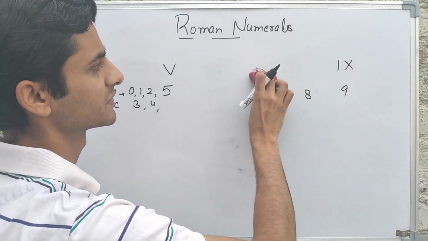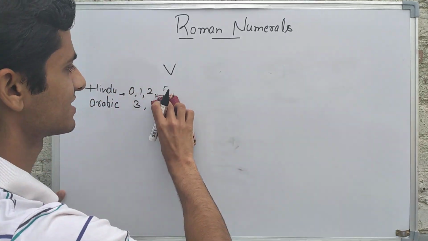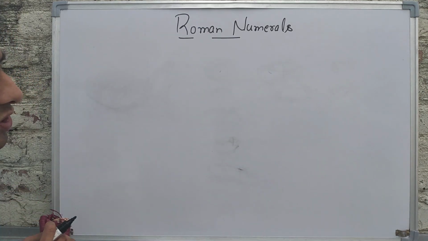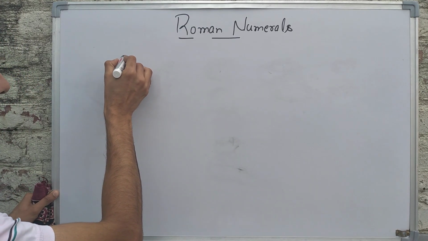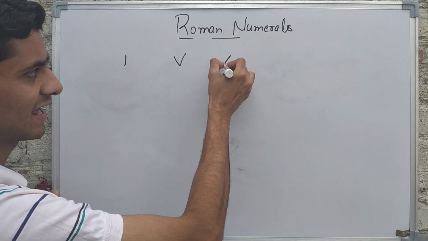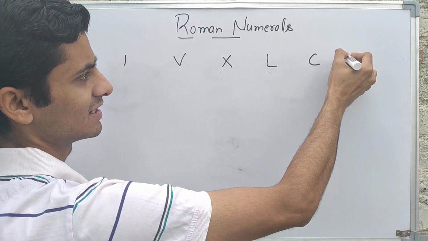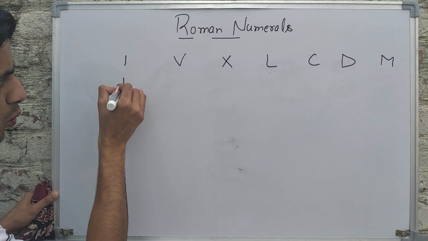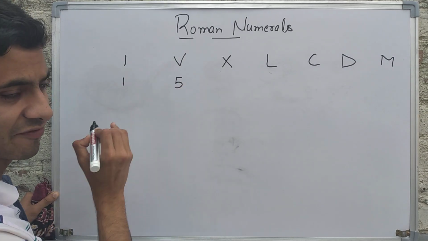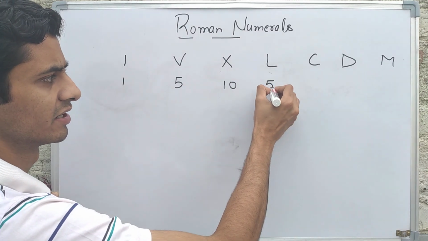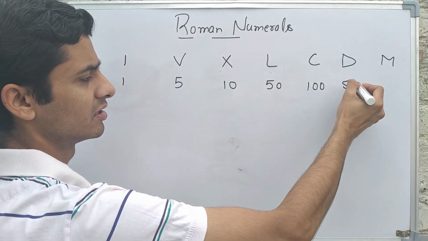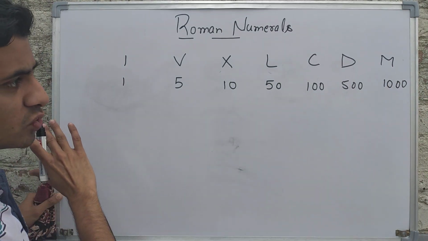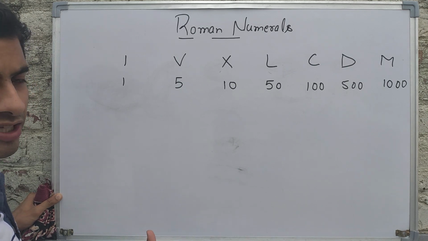So let us start with it. In Roman numerals, there are 7 symbols that form the numerals, and those 7 symbols are I, V, X, L, C, D, and M. I stands for 1, V stands for 5, X stands for 10, L for 50, C for 100, D for 500, and M for 1000. Using these symbols, we write all the numerals.